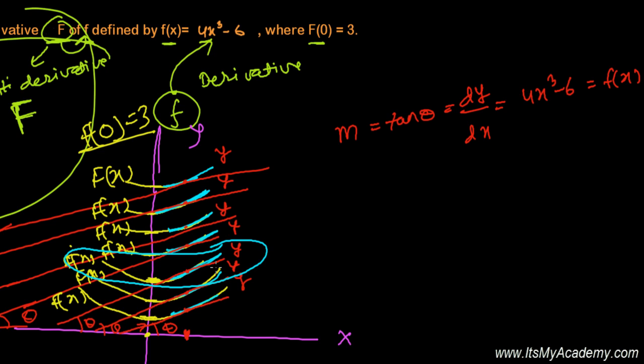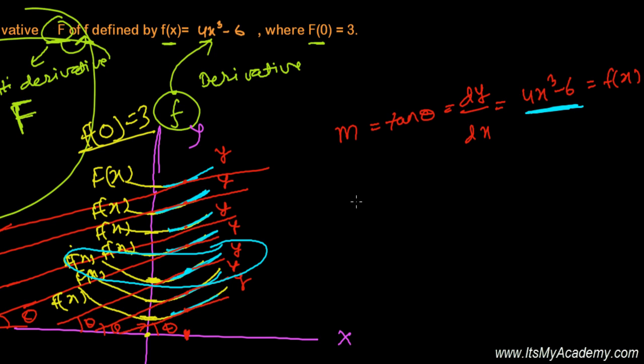In search of this function, the derivative of this function is 4x cube minus 6. So antiderivative means we need to find out the entire function. What is that entire function? That is the antiderivative. As we know, derivative and antiderivative, differentiation and integration, are opposite of each other. So a function has derivative 4x cube minus 6. What is that function? We need to find out.